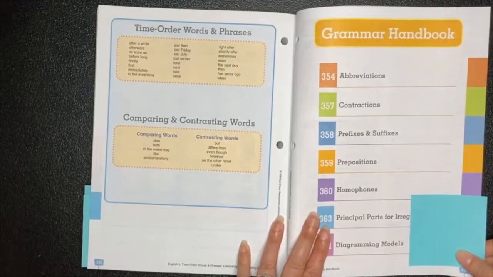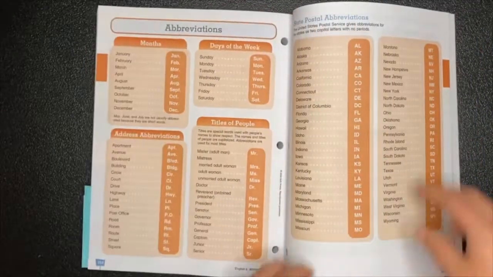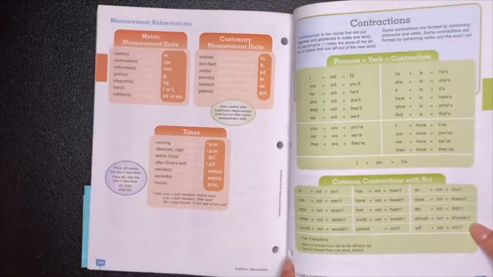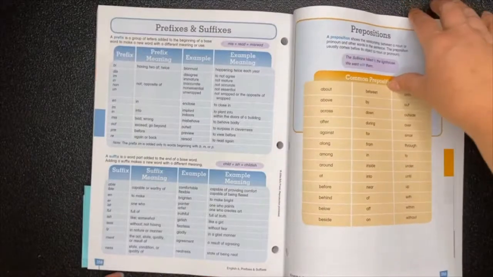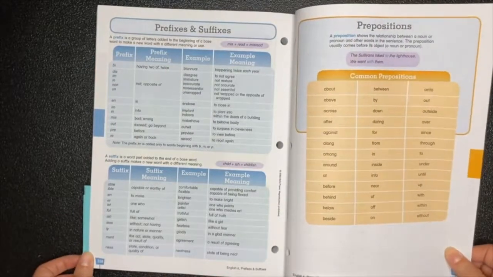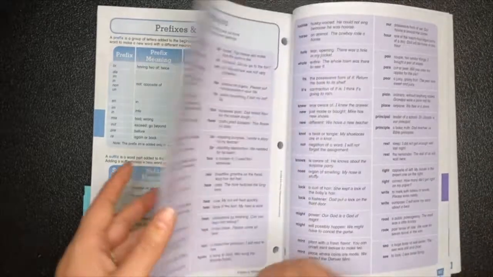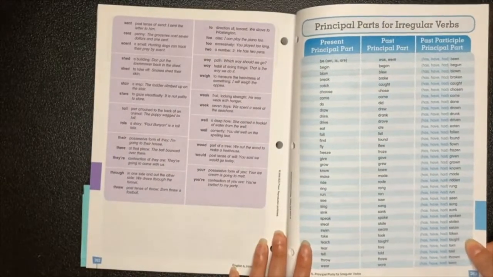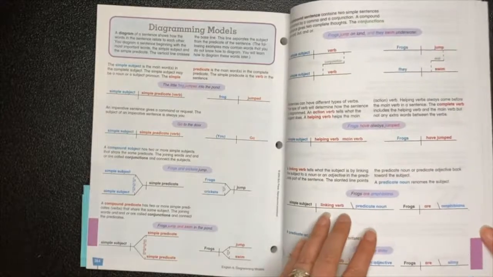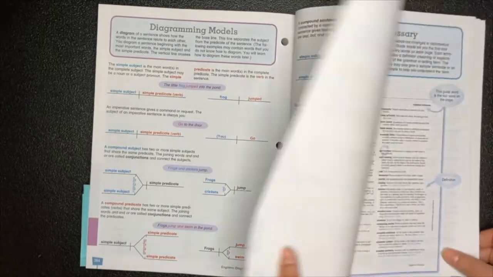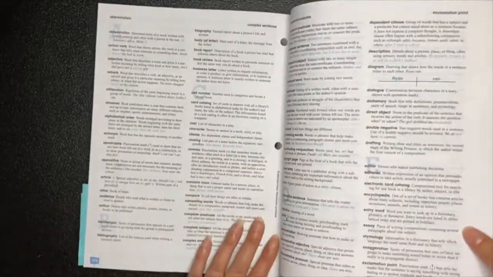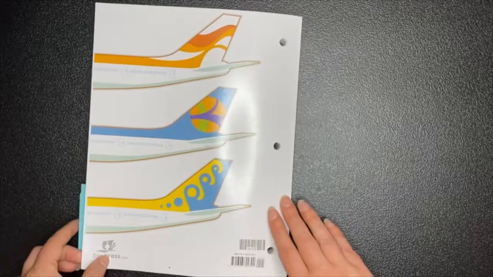And then they would find their grammar handbook. This includes abbreviations, contractions, prefixes and suffixes, prepositions, homophones, irregular verbs, diagramming models, and a glossary at the back. And this is the same information that's found in the back of your teacher's edition as well.